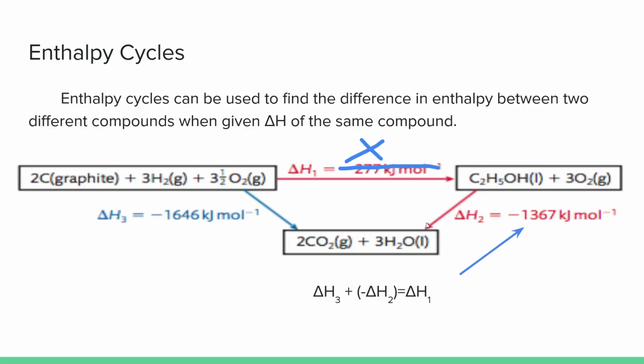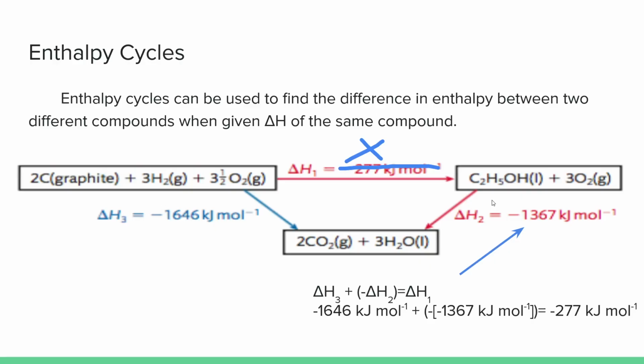Well, if this arrow is going this way, and we want it to go that way, that means we're going to have to negate our delta H2. And so if you add up the reaction pathways, because you go from this to this, you have to add those two together, arrows going together to get this final product. You're going to have a negative 1646 kilojoules per mole plus a negative 1367 kilojoules per mole. Because remember, this value comes from this reaction proceeding in this direction, but we want it in the opposite direction.